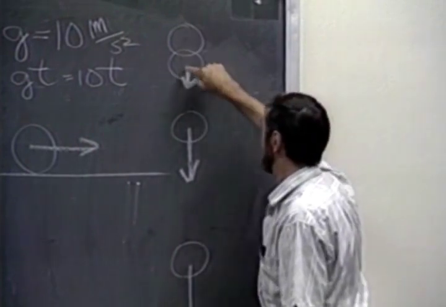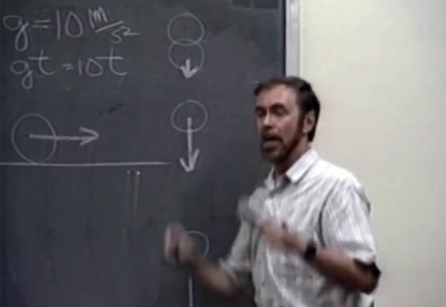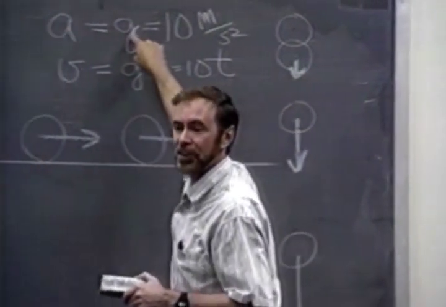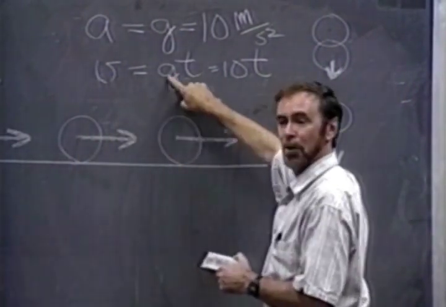I drop it, now it picks up, picks up, picks up. And all we're saying is there's a relationship for how much it does pick up. It's simply g. And knowing how much it picks up then tells you how fast it's going. And that's just g multiplied by t.